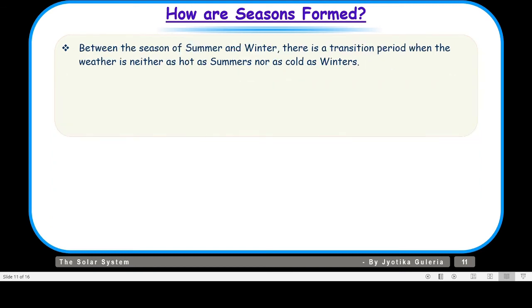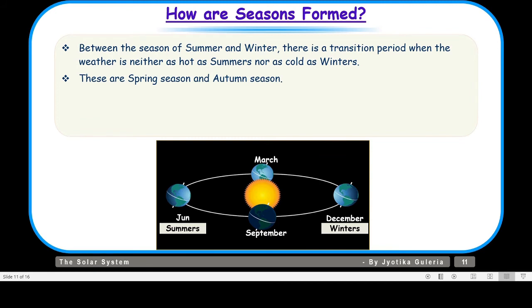But children, between the season of summer and winter, there is a transition period when the weather is neither as hot as summer nor as cold as winter. And what are these seasons? These are the spring season and the autumn season.